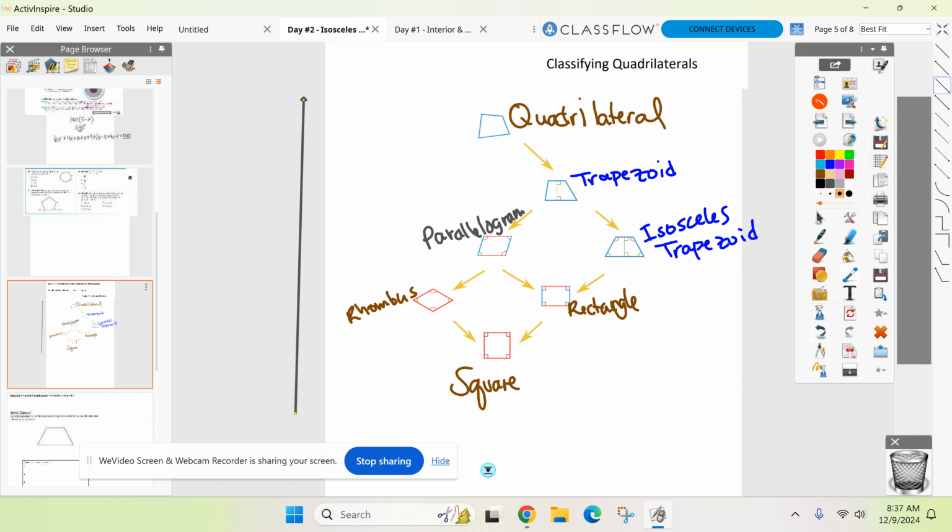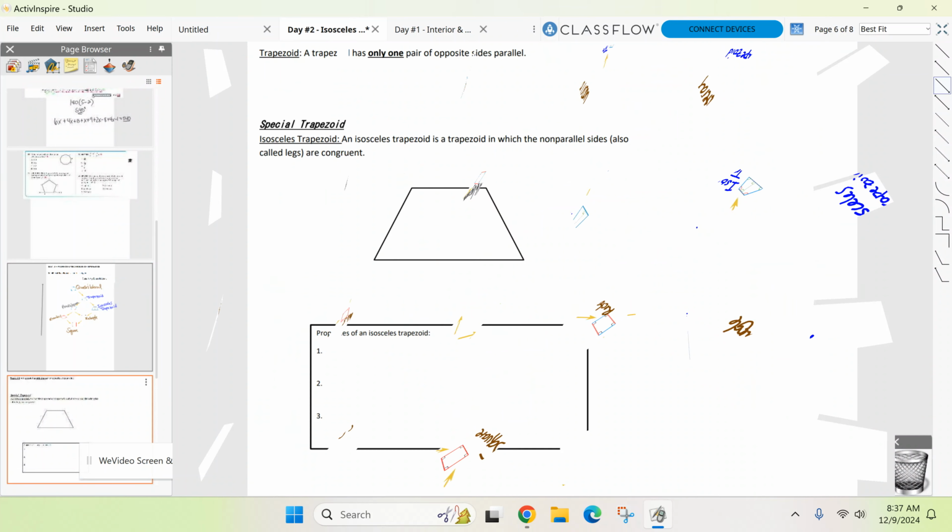So a rhombus is a trapezoid. A parallelogram is a type of trapezoid. But I can't say a trapezoid is a square. Make sense? You always read it bottom up to say which figure is which. Here are the two we're going to talk about today. Trapezoid, actually today and tomorrow. Trapezoid and isosceles trapezoid.